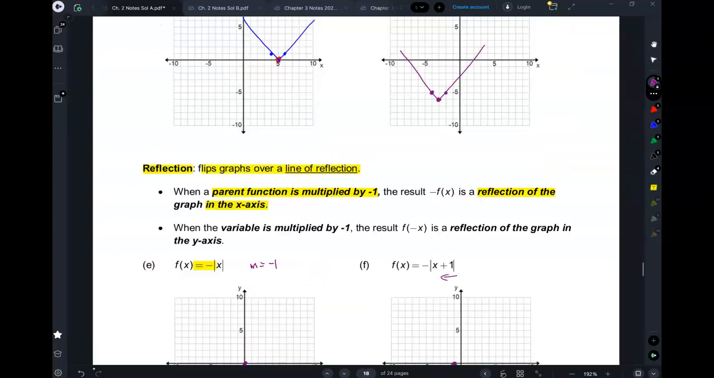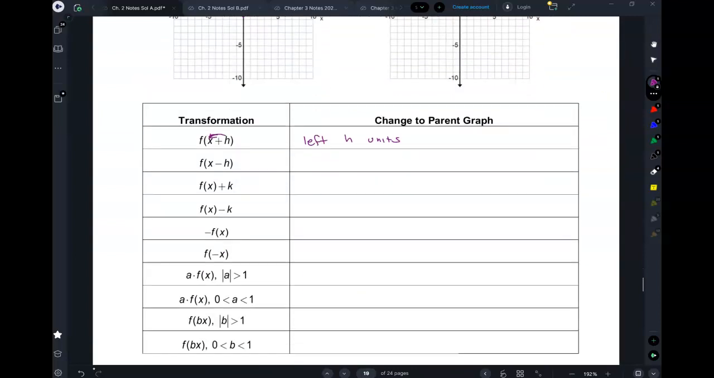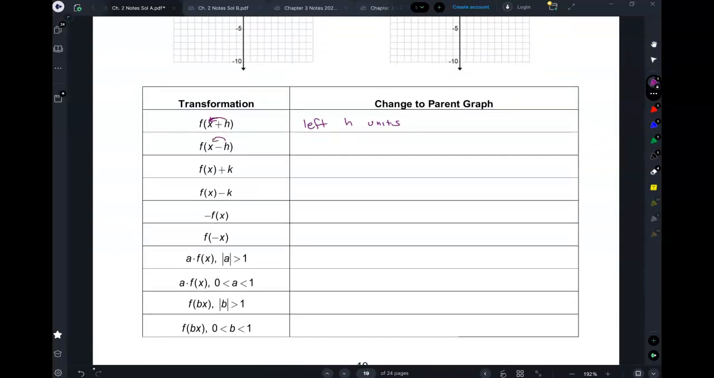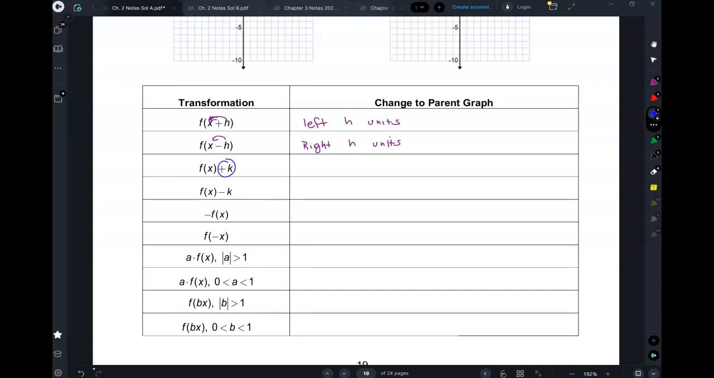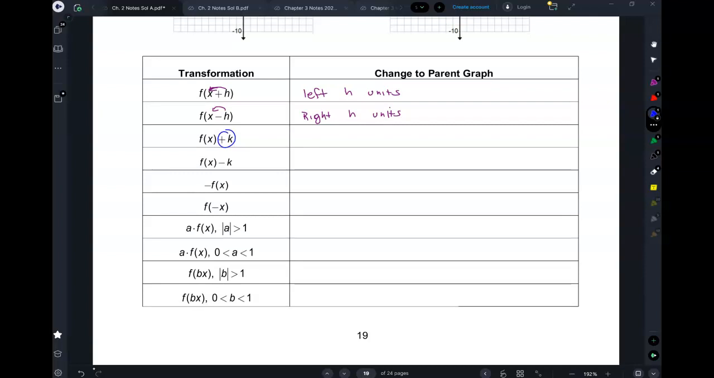Okay? Oh, I get it. Okay. So this one is right h units. This is connected, so it's right h units. Okay. What about the plus k? Oh, that's the y intercept. Not y-intercept. It just moves up 1. Up k units. Okay. What about the next one? Minus k. Down k.